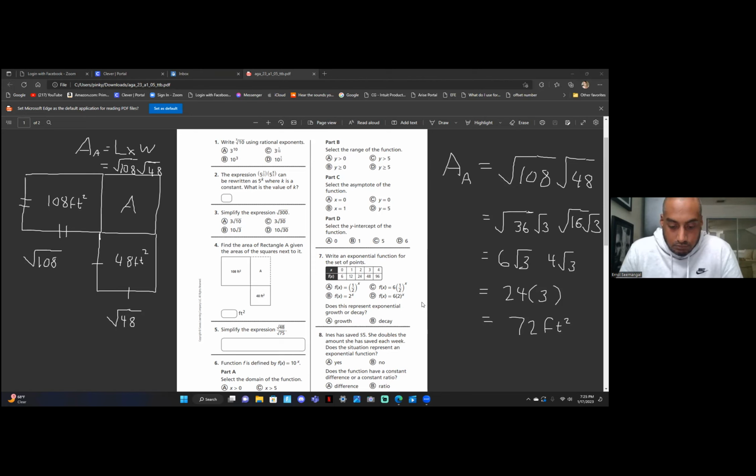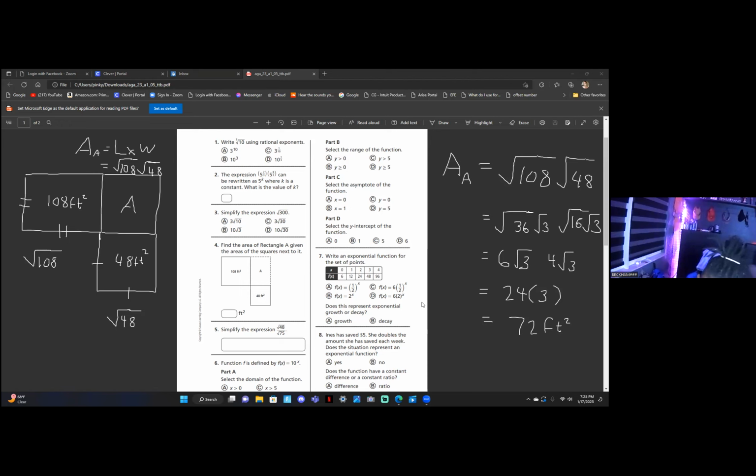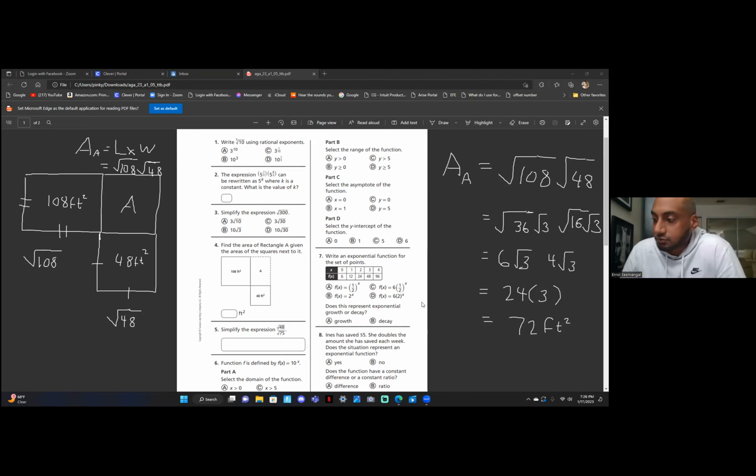Any questions on that one? No. All right, so 4 is 72 feet squared. All right, that's 4. 5, similar type of question. What's the biggest perfect square that goes into 48? What's the biggest perfect square that goes into 75? This is 4 right here. I'm gonna do 5 on the left.